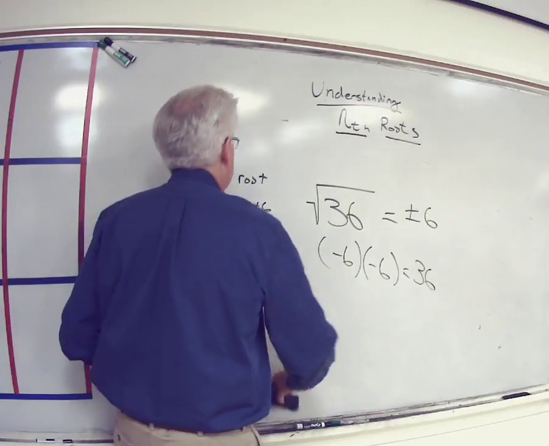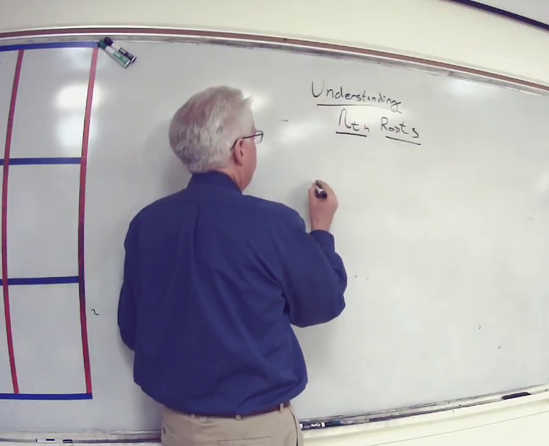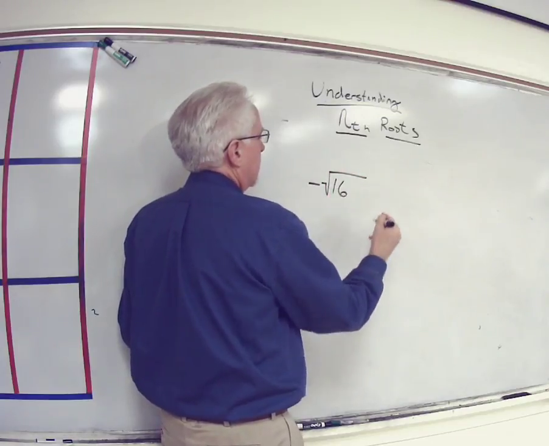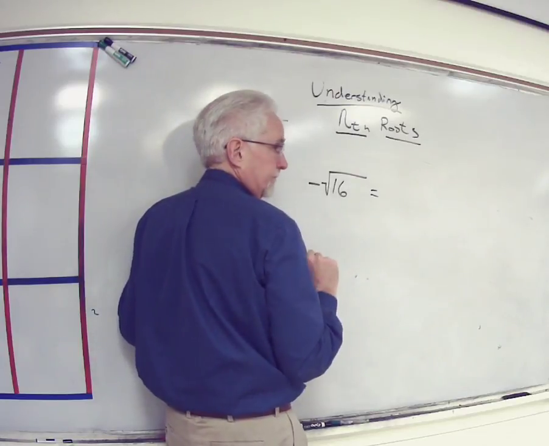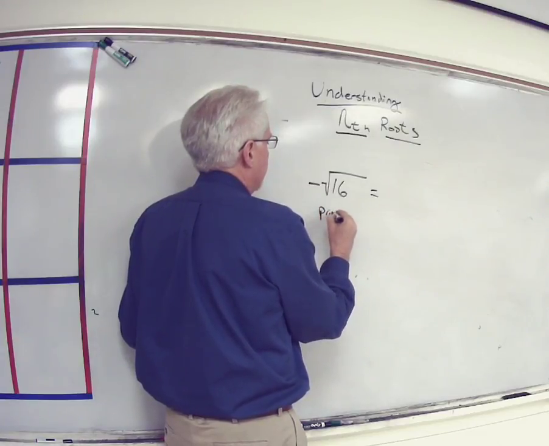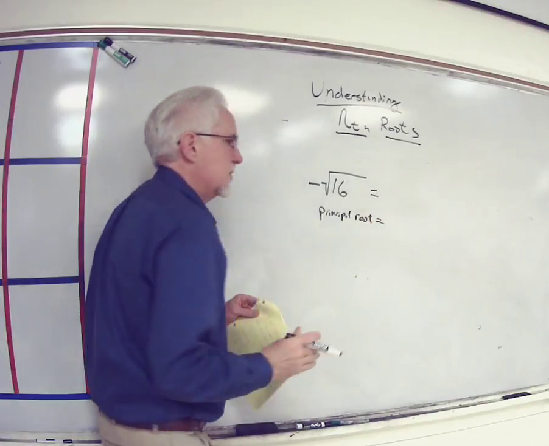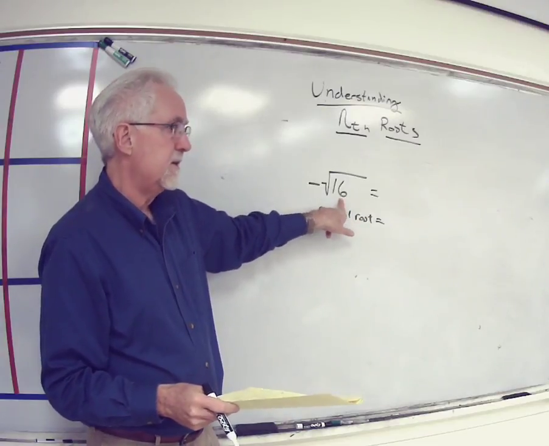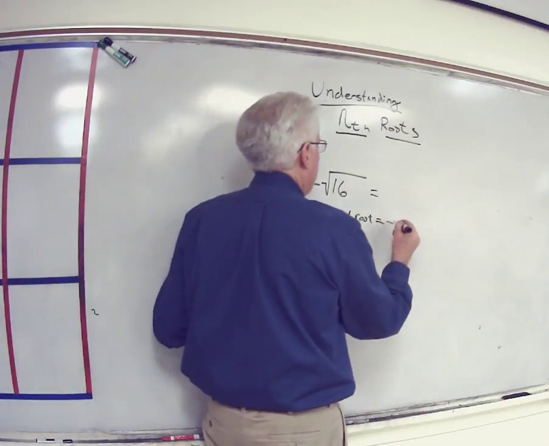Now, let me ask you this, okay? Let's think about some of these. What if I have minus the square root of 16 and I want the principal root? That would be what? 4. Okay, so if I say what is the principal root, what would the answer be? Negative 4. Because the principal root is 4, and then I got a negative out front, so that's negative 4.